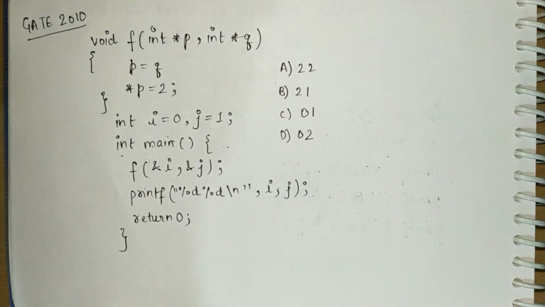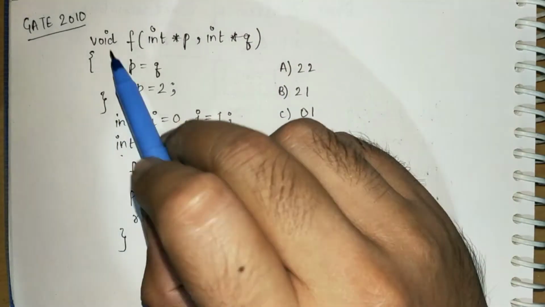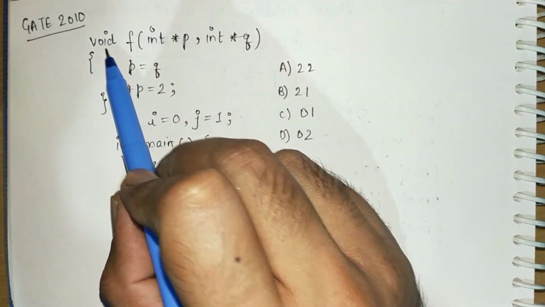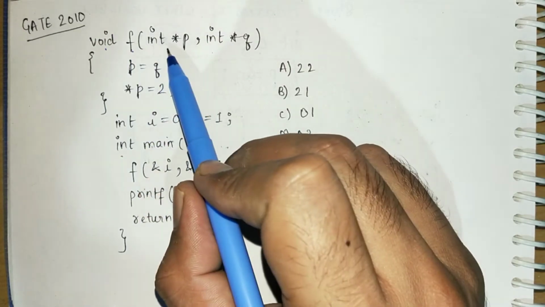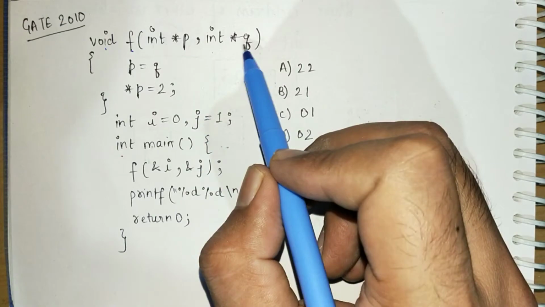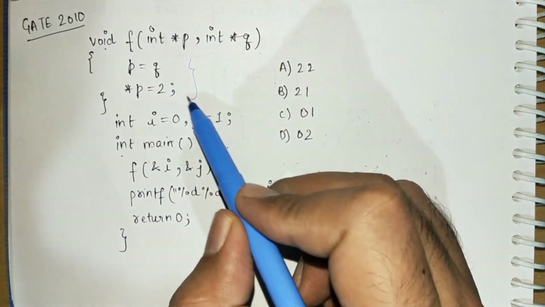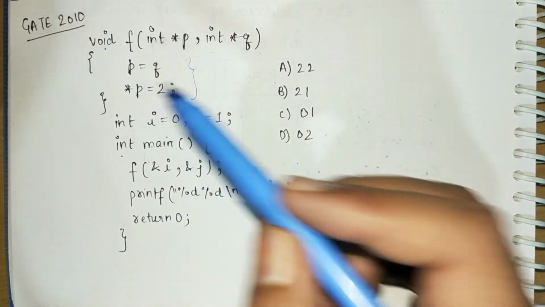Now let's see this question given in GATE 2010 about pointers. Here's a function with the return type void and name f, which takes two arguments which are pointers p and q, pointers to integers, both of them. And this is the body of the function, this is the work it does.